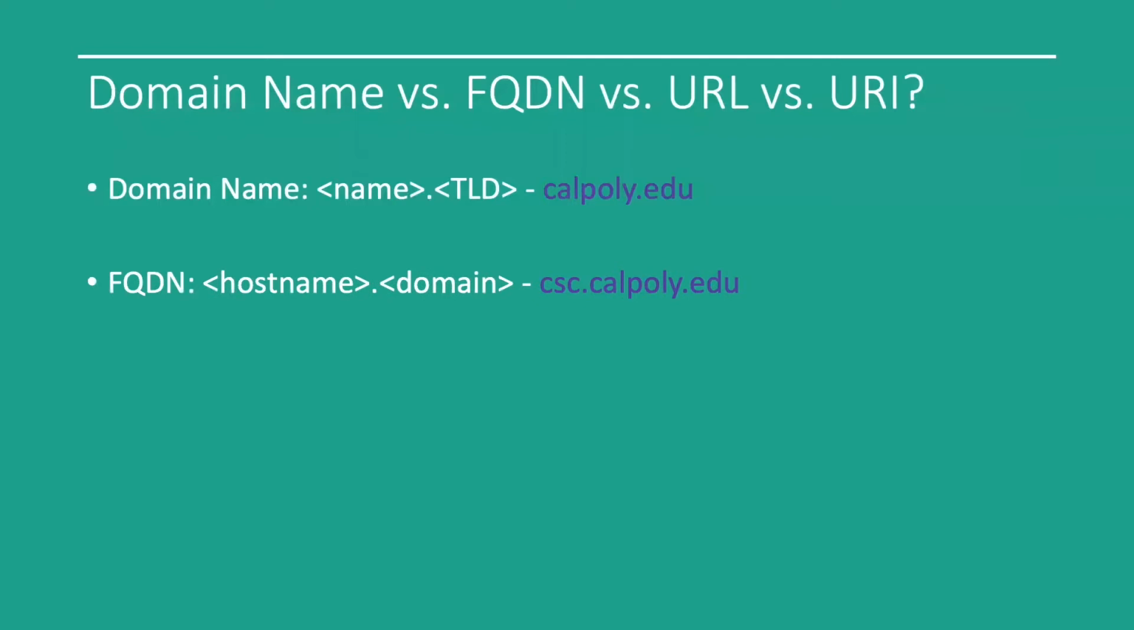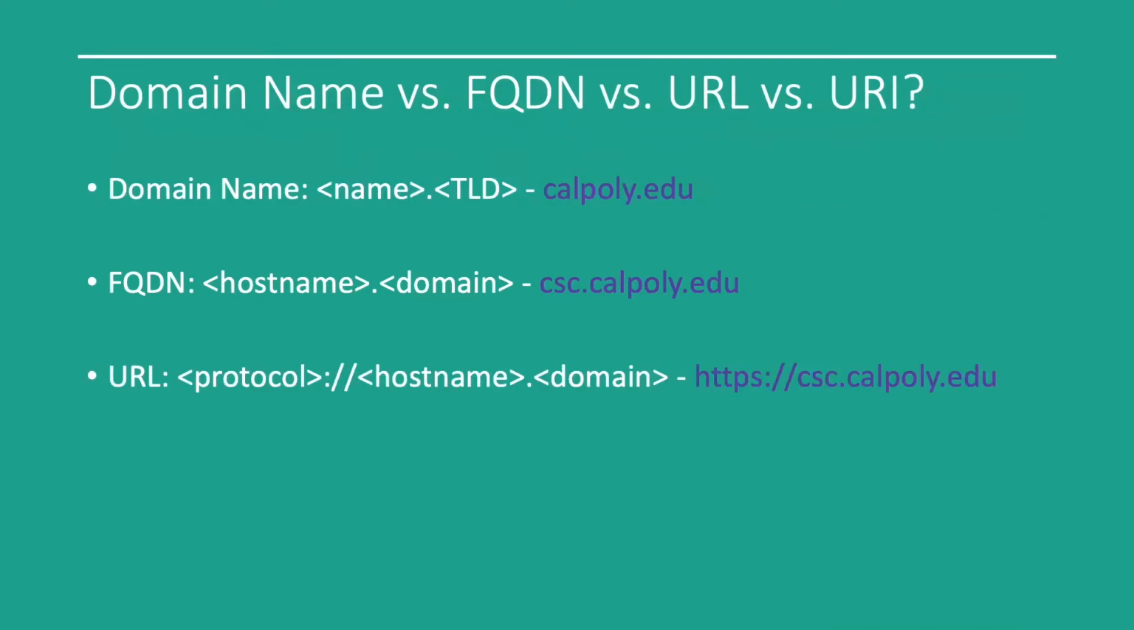Now, a fully qualified domain name, or FQDN, includes a host name or sometimes a subdomain on top of a domain. So in the case of csc.calpoly.edu, CSC is the host name if it's regarding a specific server, or more commonly known as the subdomain of the calpoly.edu domain.